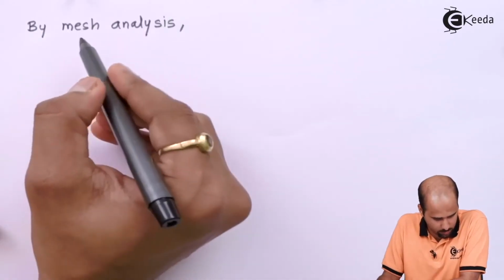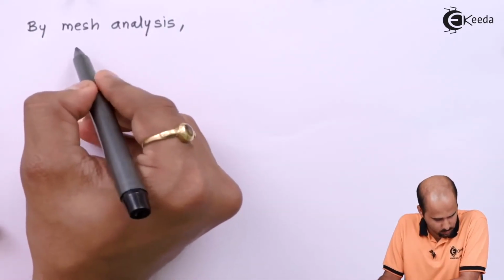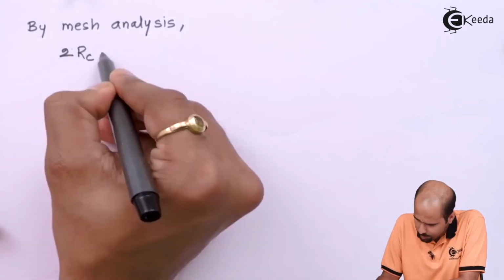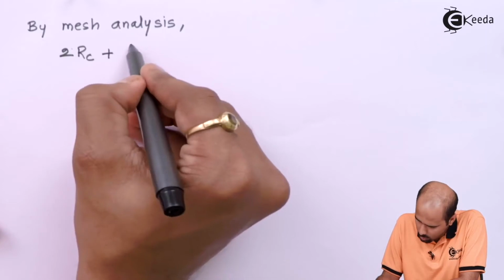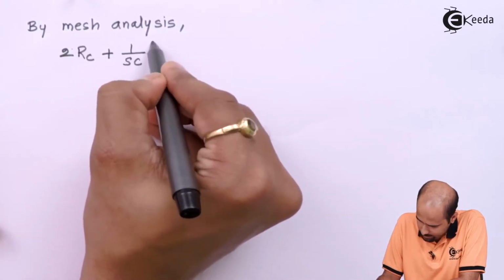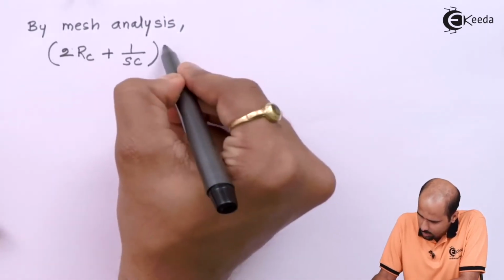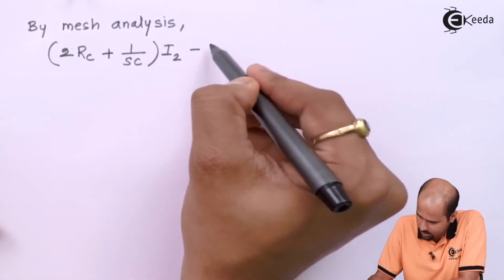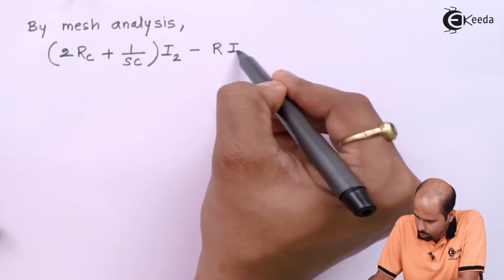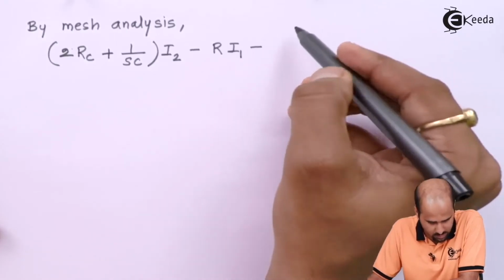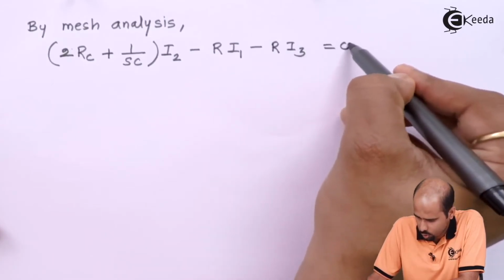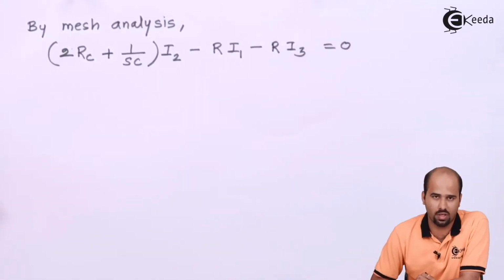From mesh analysis we will obtain (2 RC plus 1 upon SC) into I2 minus R into I1 minus R into I3, that is equal to 0. That is the first equation I will be getting.